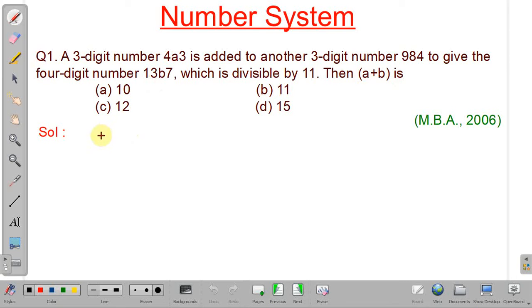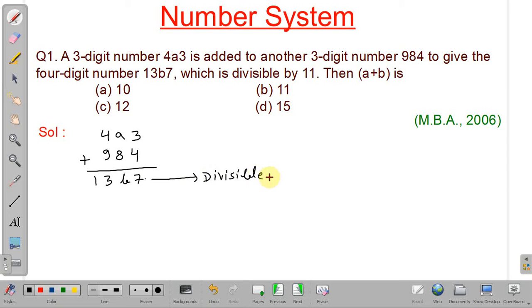See, whatever is given, 4A3 is the first three-digit number, the next number is 984. When we add these two, the resulting number is 13B7. Okay, and this is divisible by 11. So now we know the divisibility rule by 11.